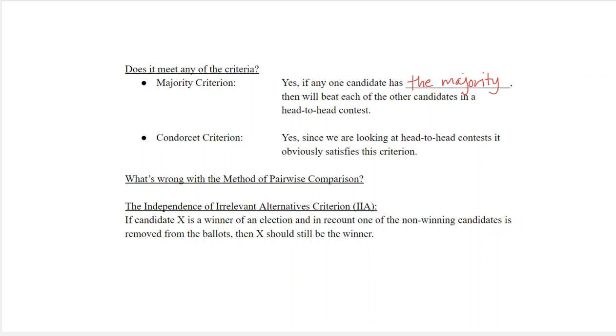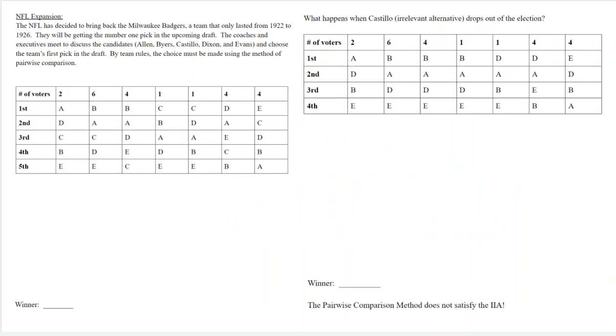Well, let's look at an example. The NFL has decided to bring back the Milwaukee Badgers, a team that only lasted from 1922 to 1926. They will be getting the #1 pick in the upcoming draft. The coaches and executives meet to discuss the candidates, Allen, Byers, Castillo, Dixon, and Evans, and choose the team's first pick in the draft. By team rules, the choice must be made using the method of pairwise comparison.